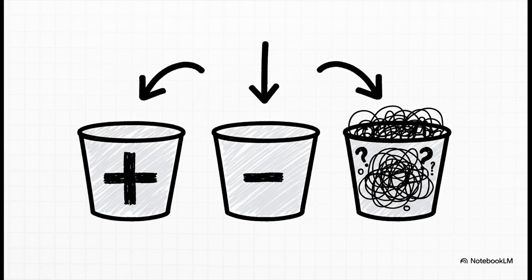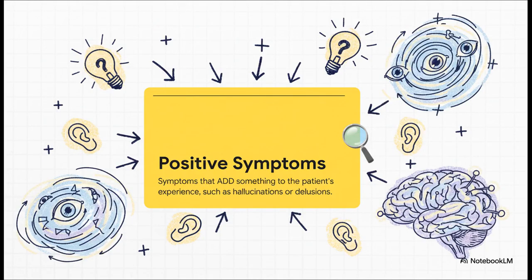To make sense of it all, psychologists usually group the symptoms into three big buckets, but the names they use, positive and negative, are a little weird, a little counterintuitive. So let's unpack what they really mean. First up, we have positive symptoms. Now, when you hear positive, you think good, right? Well, not here. In a clinical sense, positive just means the addition of something, symptoms that are added on top of a person's normal experience.